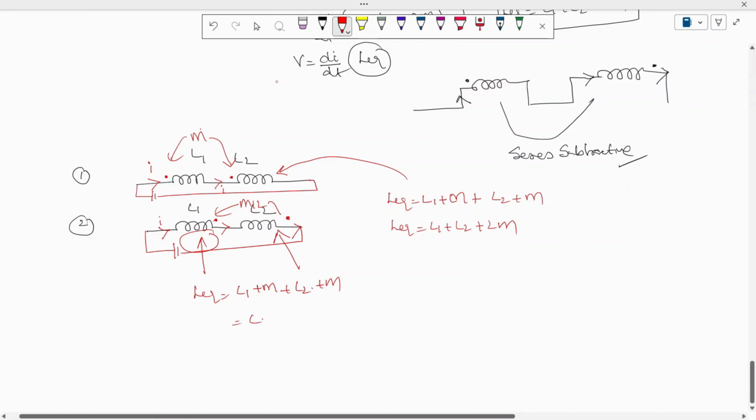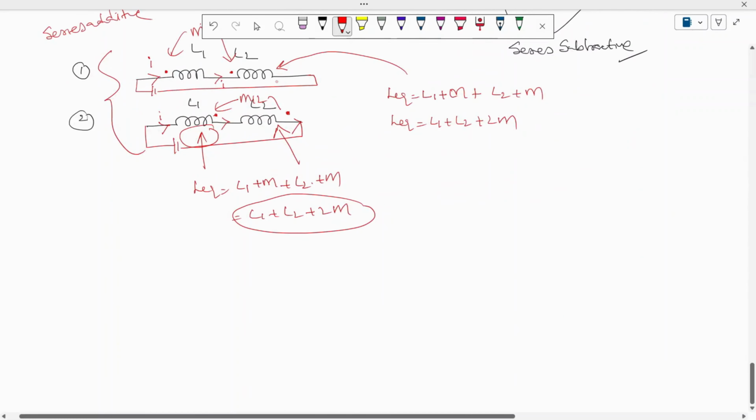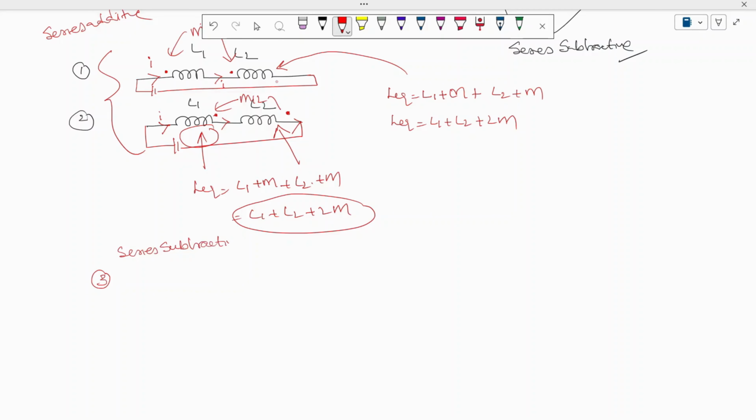So this is nothing but L1 plus L2 plus 2M, where I can say that these two configurations are series additive configurations. Coming to the next possible combination, series subtractive configurations. I mean, in one coil, current should enter the dot, and in the other coil, current should leave the dot. Let us try to see that configuration also.